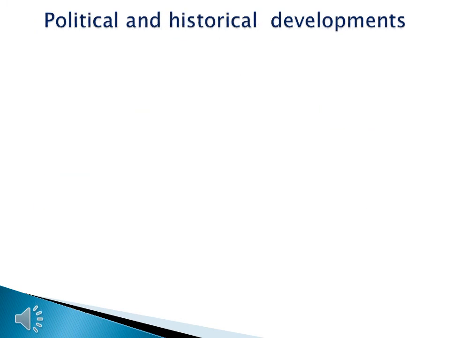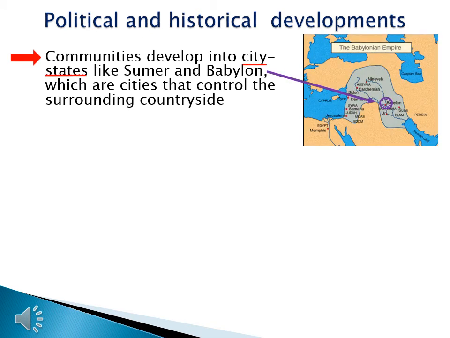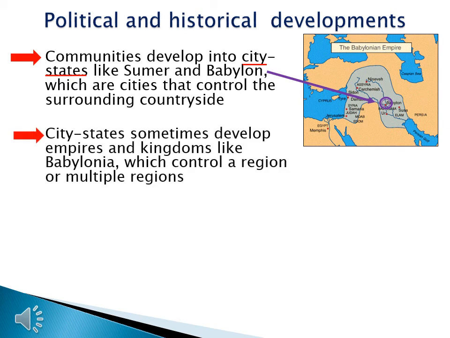Lastly, let's talk about political and historical developments that come out of Mesopotamia. To do this, we need to look back into the Neolithic era. And at the end of the Neolithic era, we have these farming communities. Well, some of these farming communities develop into city-states like Sumer and Babylon. And these city-states control the surrounding countryside. They're not as big as nations, but they are bigger than individual communities. Sometimes these city-states develop into empires and kingdoms, like Babylonia. So Babylon was the city-state, and then Babylonia developed into the kingdom which controls this entire region.